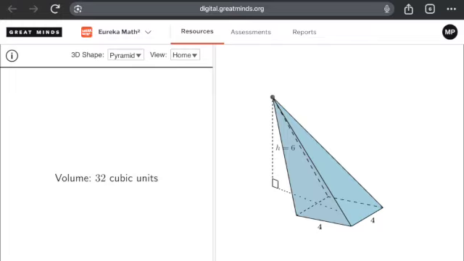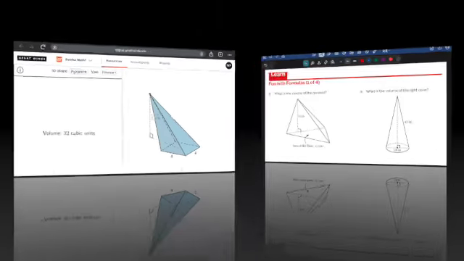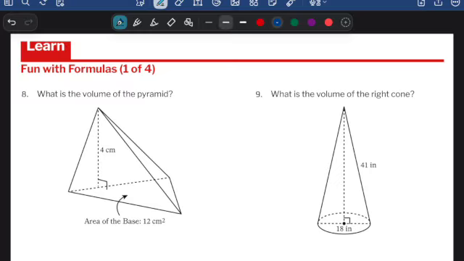And the area of the base will still be 4 times 4. Okay, let's calculate some more volumes. Number 8, what did they tell us? Well, they told us the height is 4. And they told us the area of the base. So we know capital B is 12.